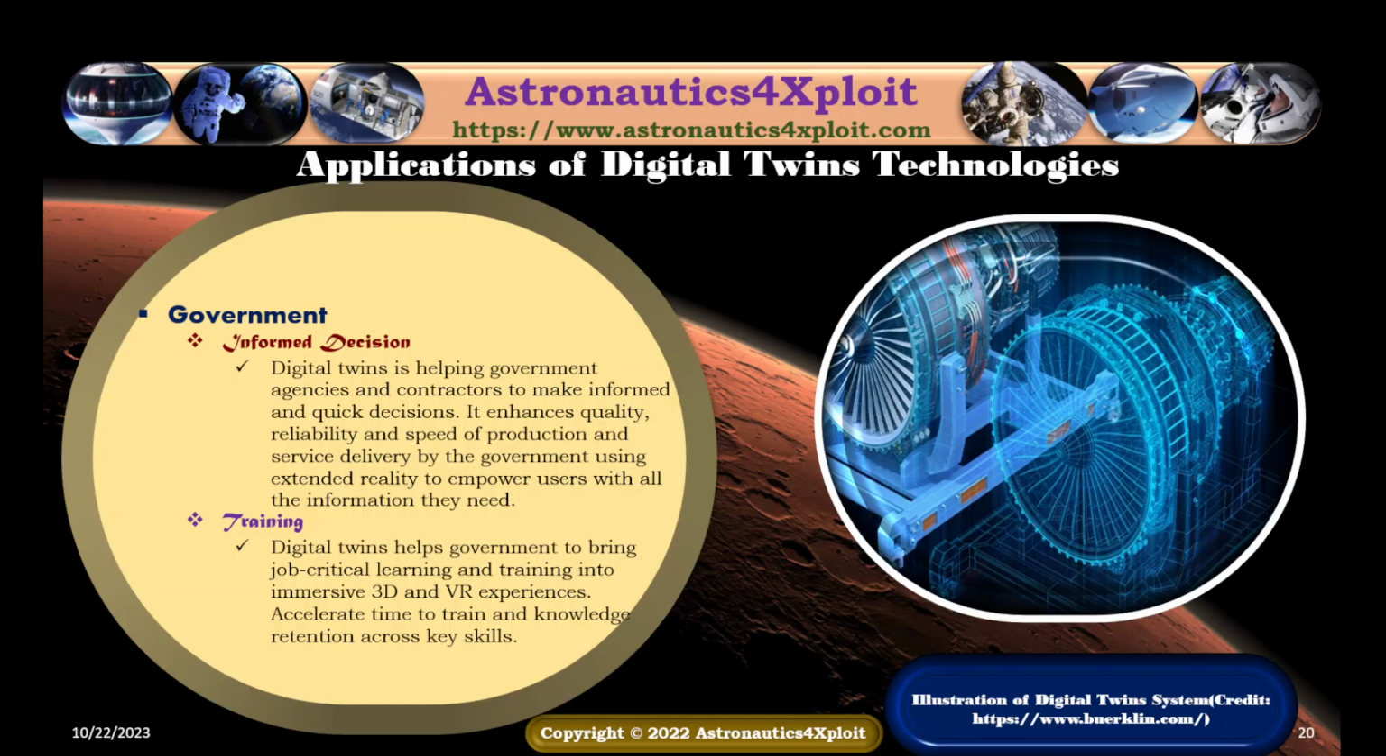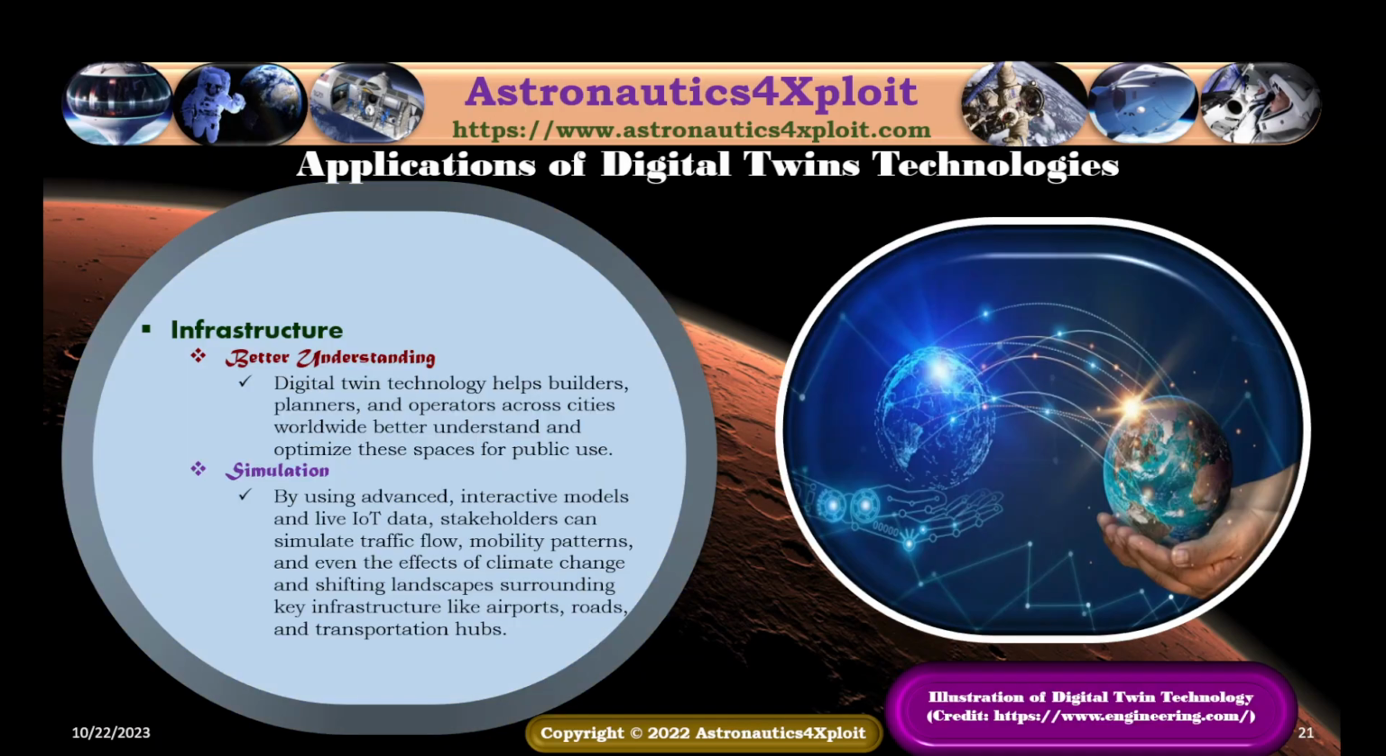Government also makes use of digital twin technology. Digital twin is helping government agencies and contractors to make informed and quick decisions. It enhances quality, reliability, and speed of production and service delivery by the government, using extended reality to empower users with all the information they need. Digital twins help government to bring job-critical learning and training into immersive 3D. Illustration of digital twin system is shown in this picture.